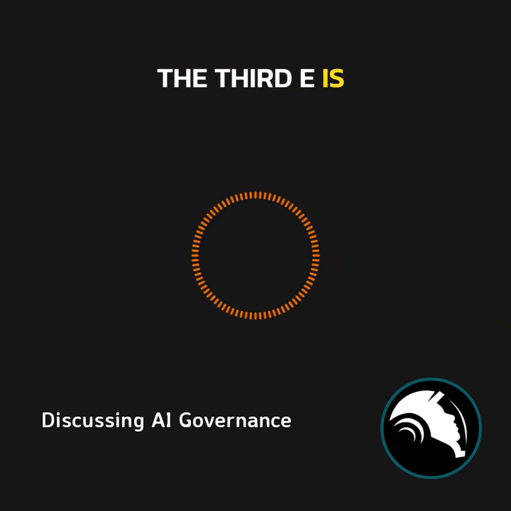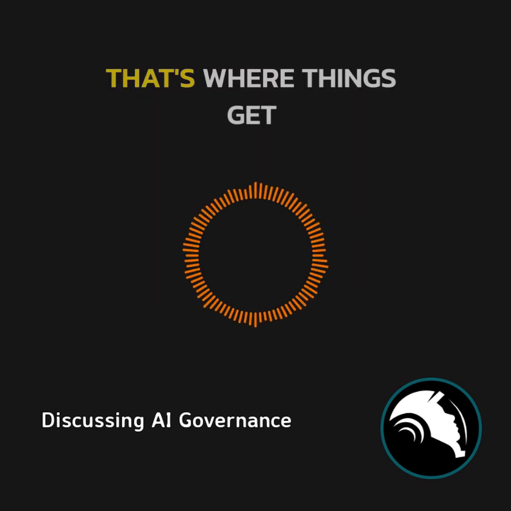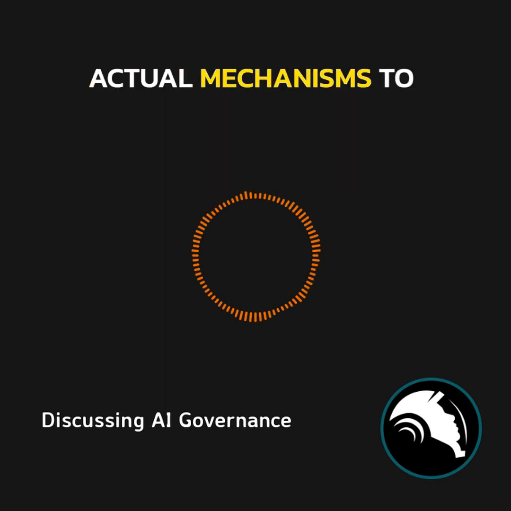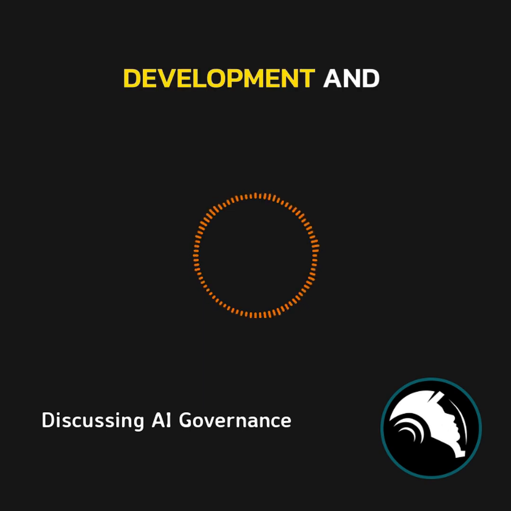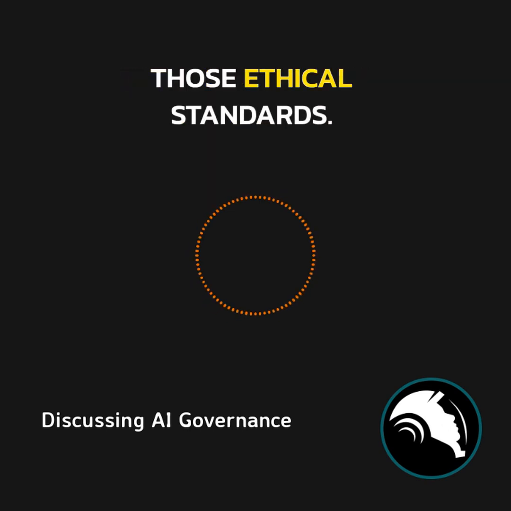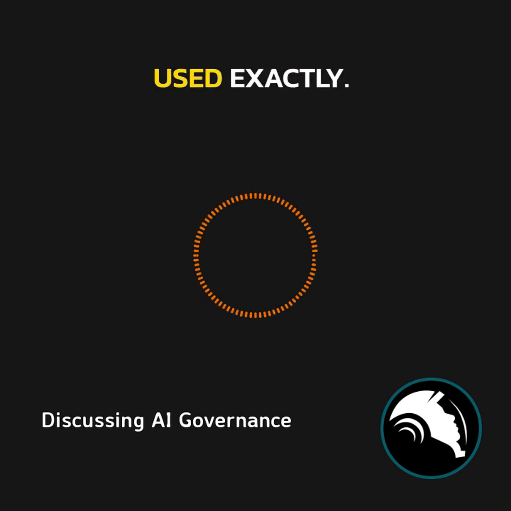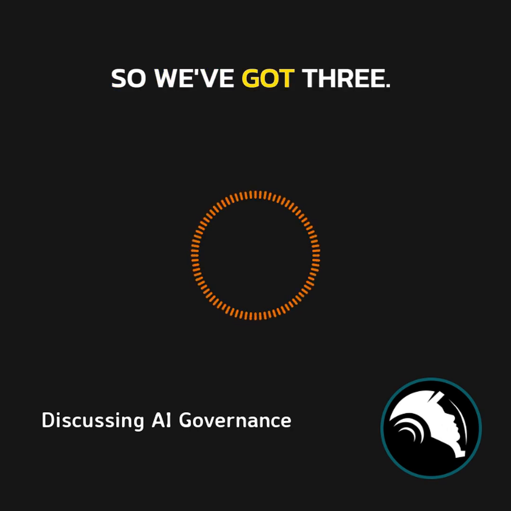The third E is enforcement. Okay, enforcement. So rules and regulations. Yeah, that's where things get a bit more concrete. It's about creating actual mechanisms to make sure that AI development and deployment are following those ethical standards. So setting up some rules of the road for how AI is used. Exactly. Love it.